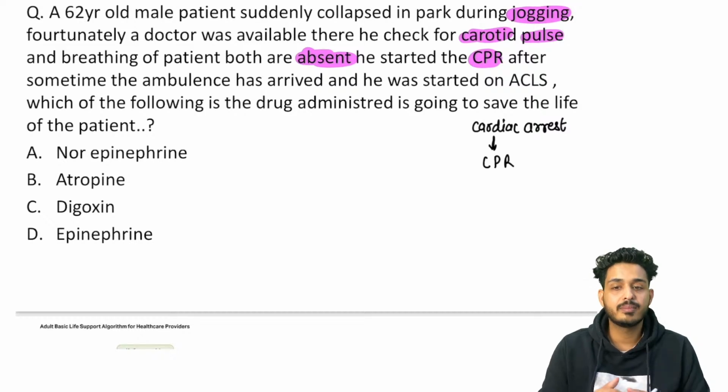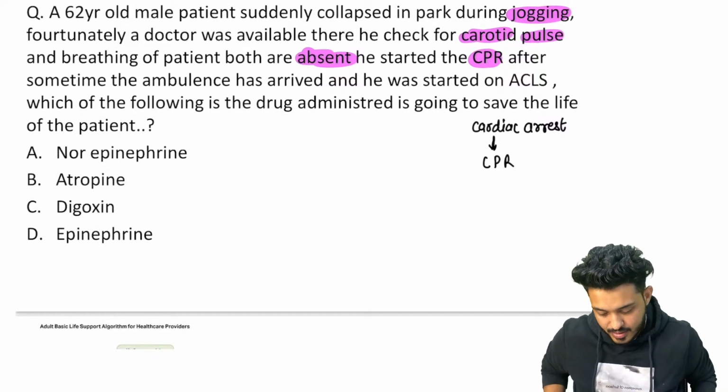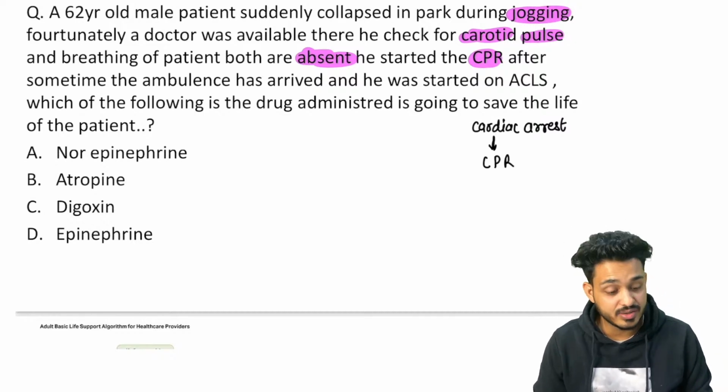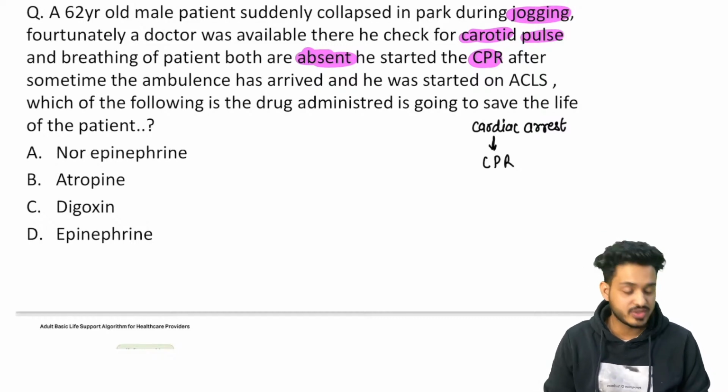After some time the ambulance has arrived and he wanted to start on ACLS. Now advanced cardiac life support is going to be given. Which of the following drugs administered is going to save the life of the patient? So what drug would you like to give in this particular case? Is it going to be epinephrine, norepinephrine, atropine, digoxin, or something else you would like to add?